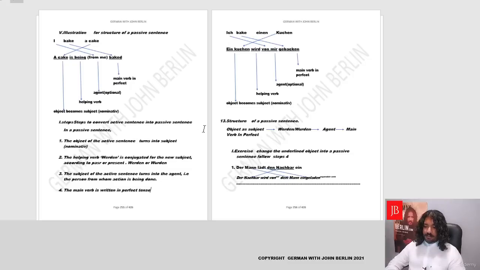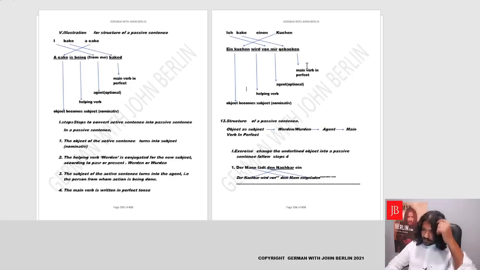The main verb is written in perfect tense. So the verb backen wird geschrieben in perfect. Das heißt gebacken. Fantastic. So let's get started with the structure of the sentence. Now, when you look at the sentence, ein Kuchen wird von mir gebacken, first the ein Kuchen is written, which is the object as subject in nominative. Then comes your helping verb werden, werden or wurden, if it's past or present. Then you have the agent, from whom. Then you have the main verb in perfect, gebacken.